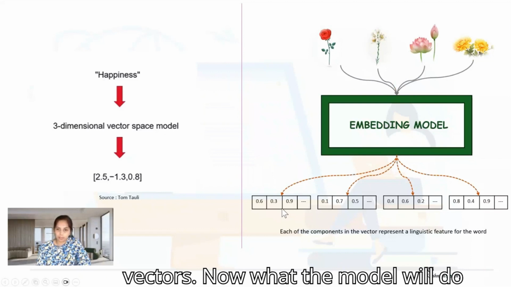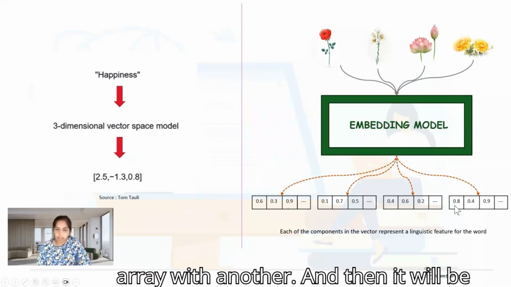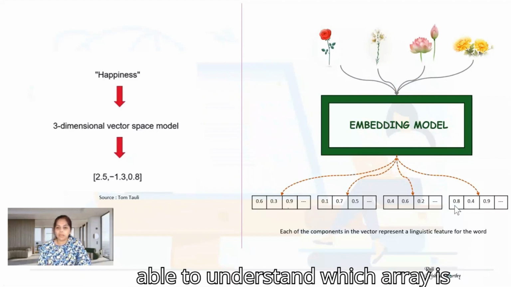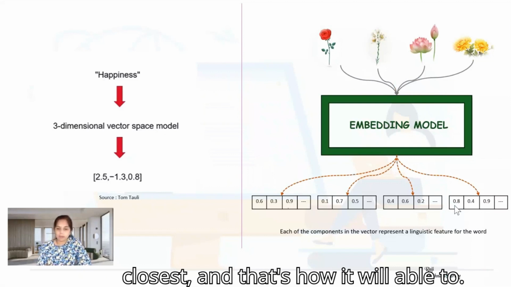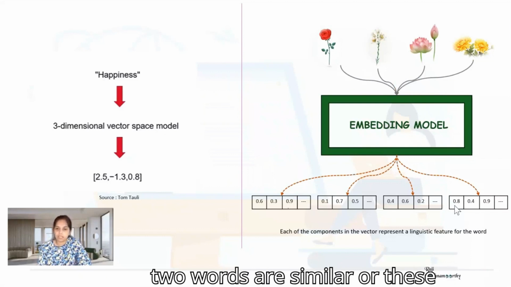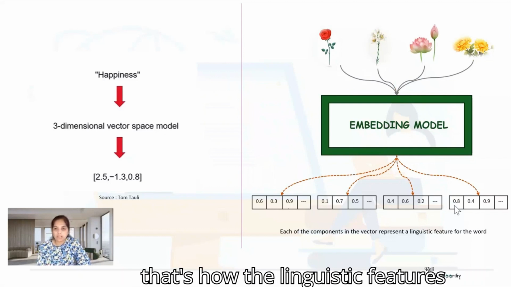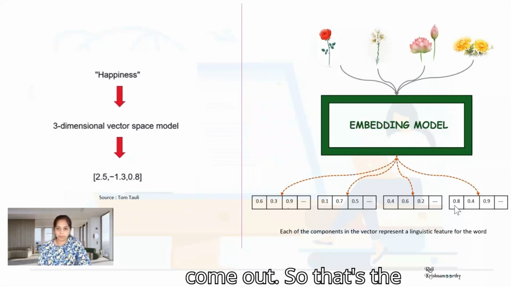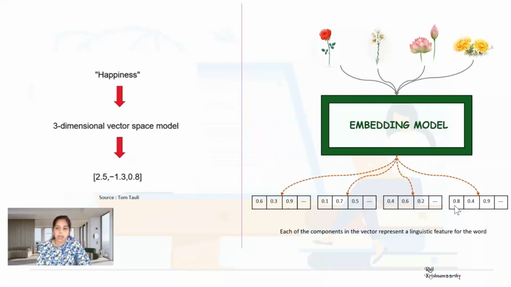Now, what the model will do is compare one array with another, and then it will be able to understand which array is closest. That's how it will be able to tell you that these two words are similar, or that these words have totally opposite meanings. So that's how the linguistic features come out. That's the basic fundamental concept behind vector embeddings.